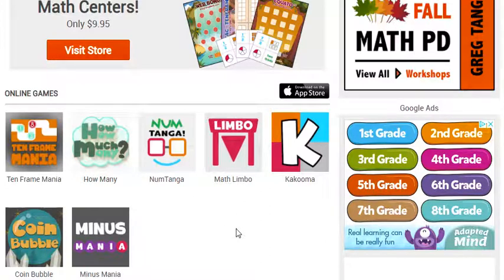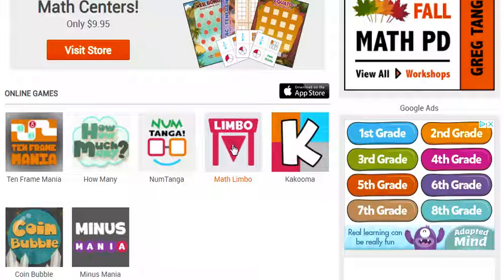The next game that I'm going to show you is called Math Limbo. It's another extremely popular game on the Greg Tang website, and it's very related to Kakuma and to 10-Frame Mania, in that we are trying to find the numbers that work together to make another number. We're trying to use a number bond. But this game is also using what we call the associative property of addition.